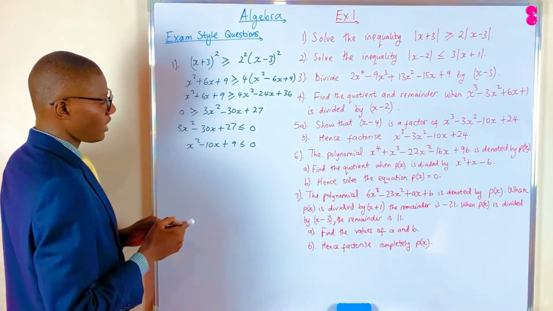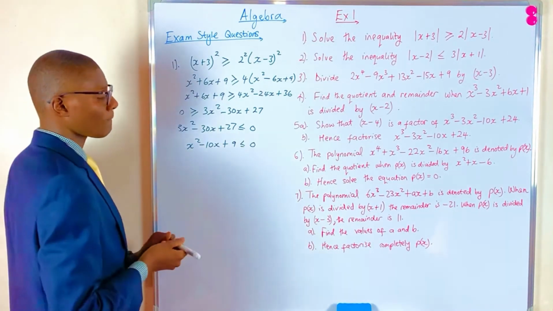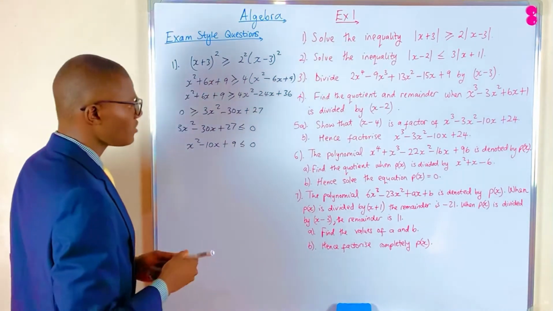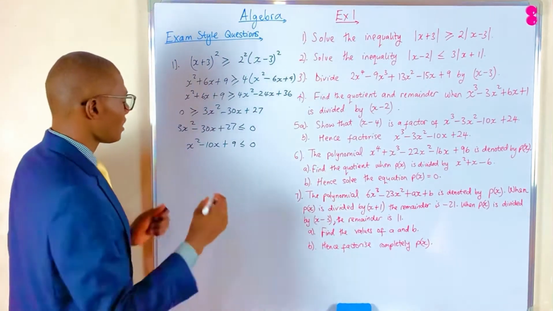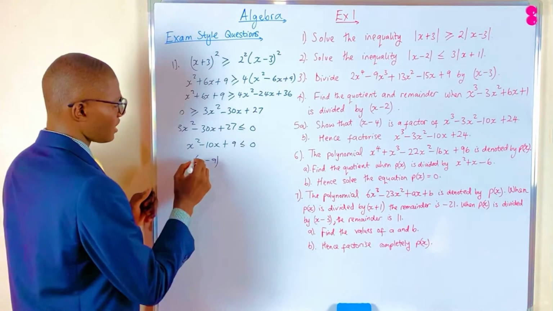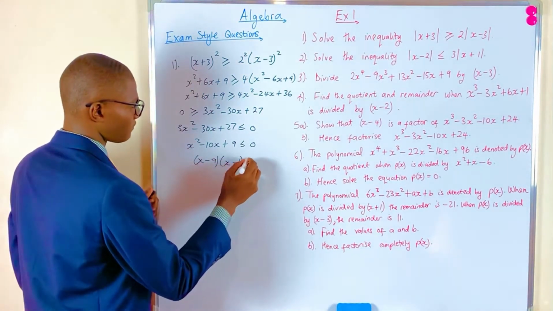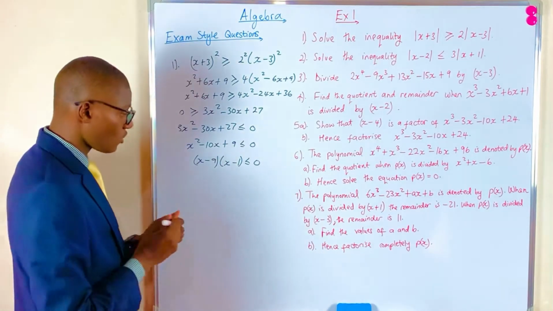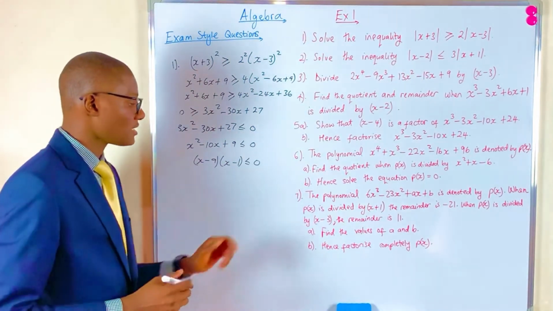Now, if you factorize here, for us to get a 9, it means we have multiplied minus 9 and minus 1. So the factors that we need are x minus 9, x minus 1, less than or equal to 0. So we want the region of y that is less than or equal to 0.